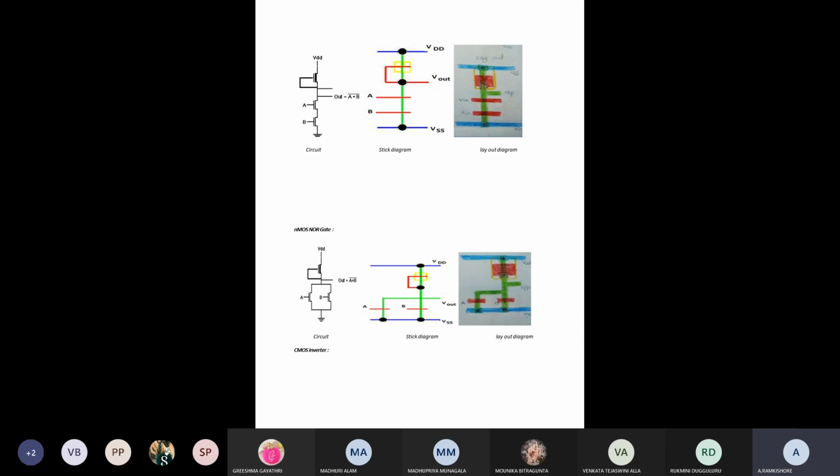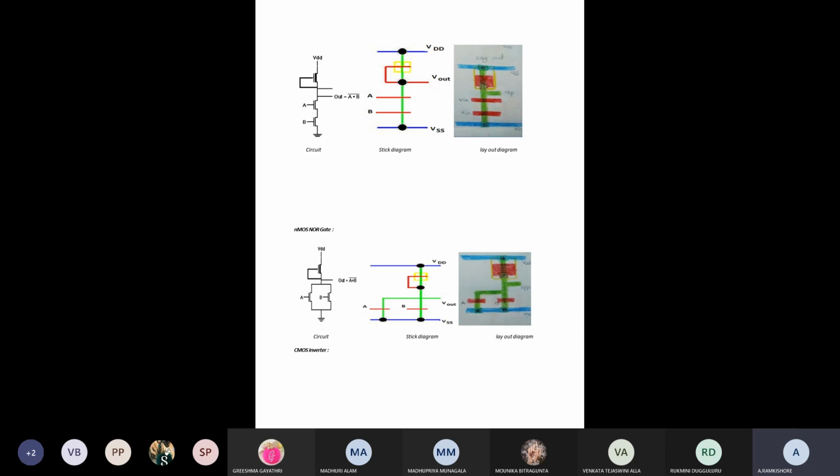In series manner, upper part is depletion mode transistor. Upper part is depletion mode transistor. So in the below part, we have to implement enhancement mode transistor in series manner. So already we have the truth table. So by using the truth table, we are very familiar with the operation. So you have to see the operation.